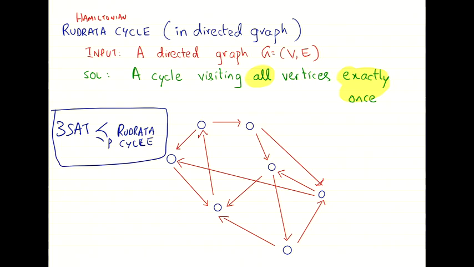Any questions so far? Is the plan clear? I want to take a 3SAT instance and convert it into a directed graph such that a Hamiltonian cycle gives me an assignment. Okay, so let's try to come up with this reduction.